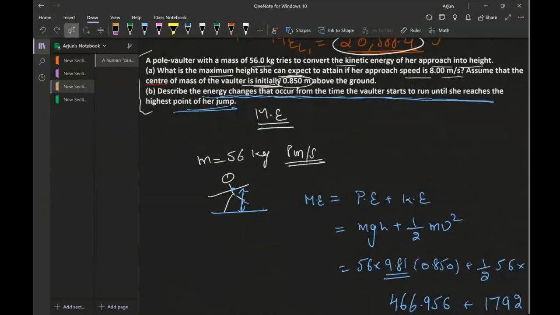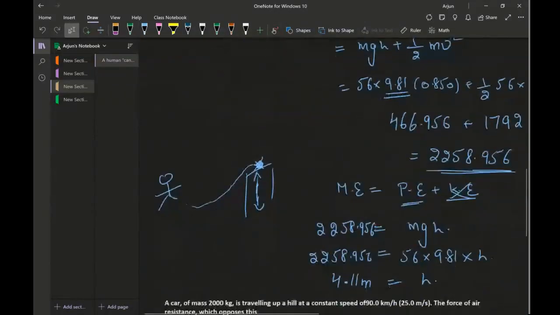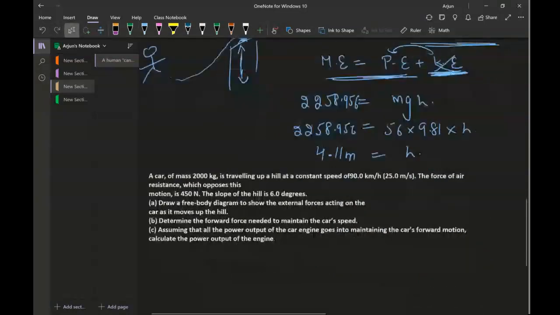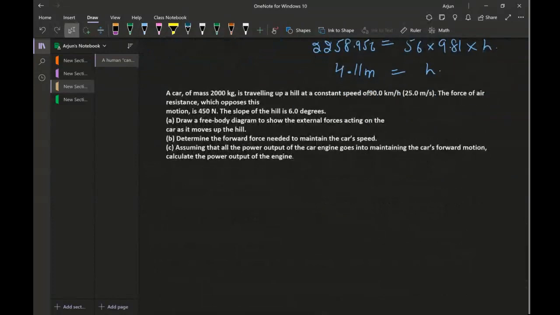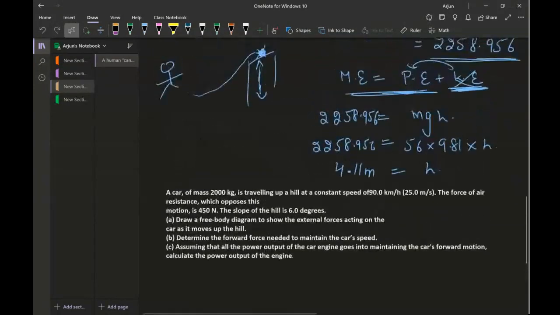And yeah, the energy change, there is no energy change. Total mechanical energy remains the same, the only change is that the kinetic energy will convert into the potential energy. Now everything is in the form of potential energy. So that was it for the mechanical energy of the isolated system.